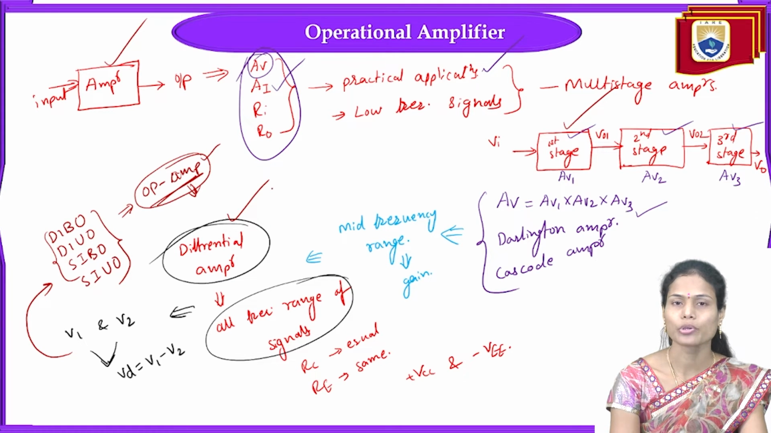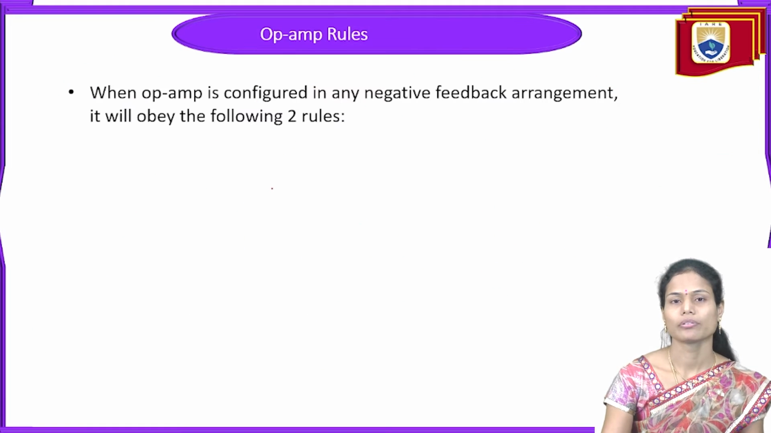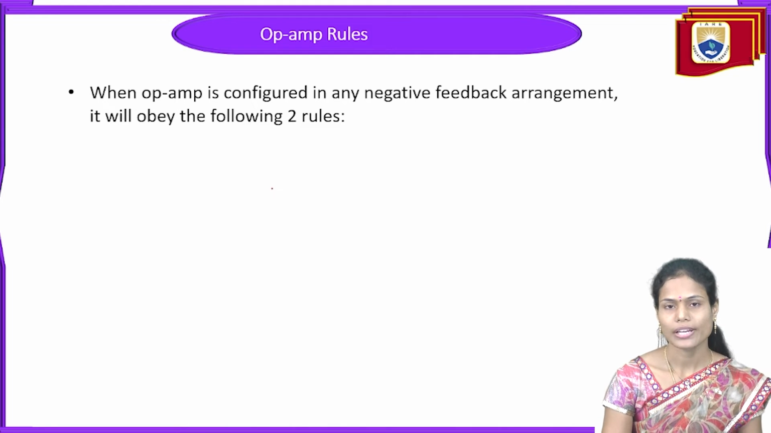Amplifier means it can amplify the applied signal along with this particular operation. So because of that reason, we are moving to the operational amplifier from the single stage normal amplifiers. Here we are discussing the applications of the operational amplifier. Before utilizing the operational amplifier in any practical application, it should follow two rules.